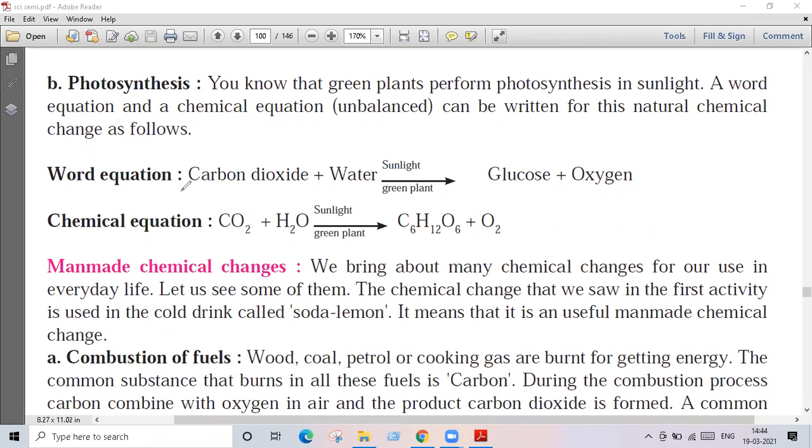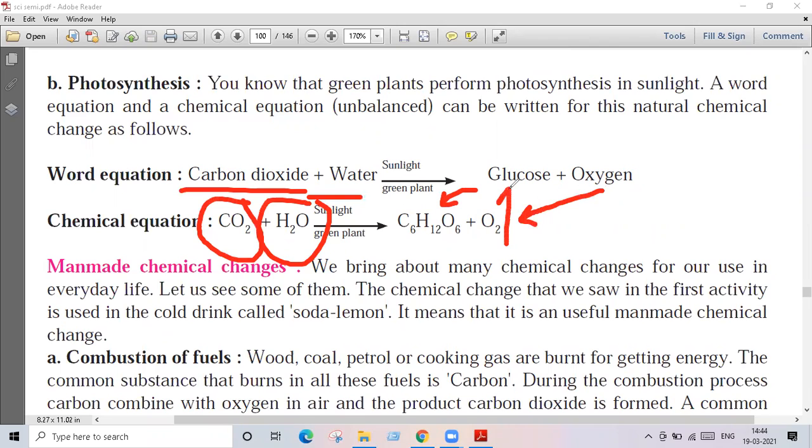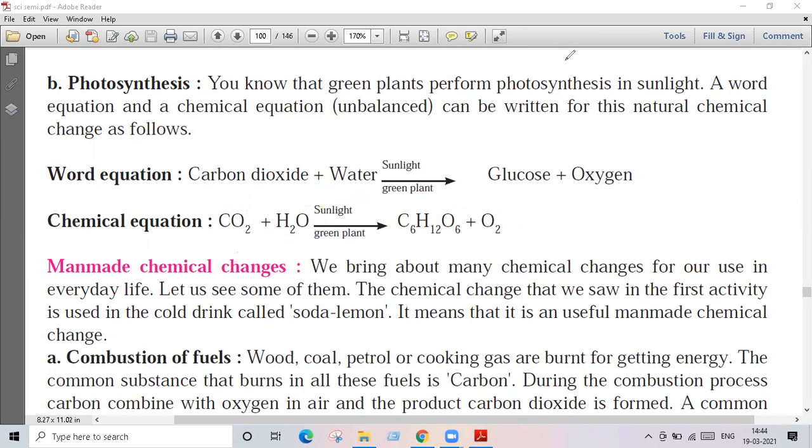So here carbon dioxide, that is taken as CO2, and water, that is H2O, forms glucose, that is C6H12O6, and oxygen is released in the air or atmosphere. Get it? So these are the two examples.